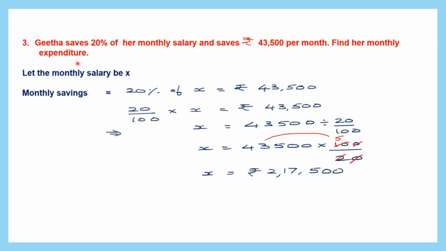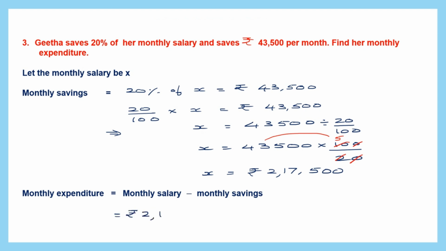Now we can find the expenditure. How do we find that? Now if you take the monthly salary and subtract the savings from it, what is left will be the monthly expenditure. So the monthly expenditure is monthly salary minus monthly savings. So let's write that monthly salary is rupees 2,17,500. This is the monthly salary, and we're going to minus the savings, which is 43,500 rupees.